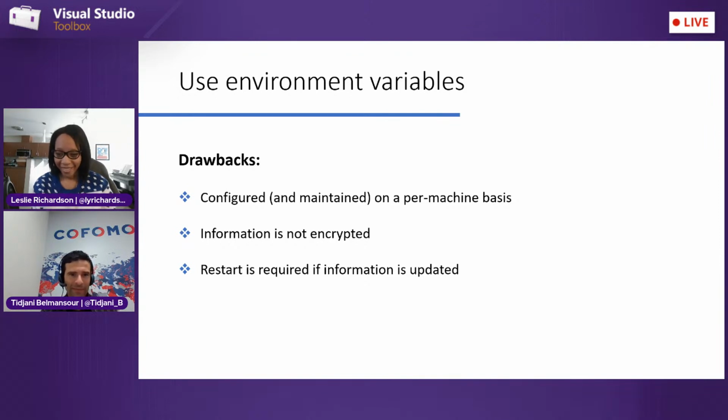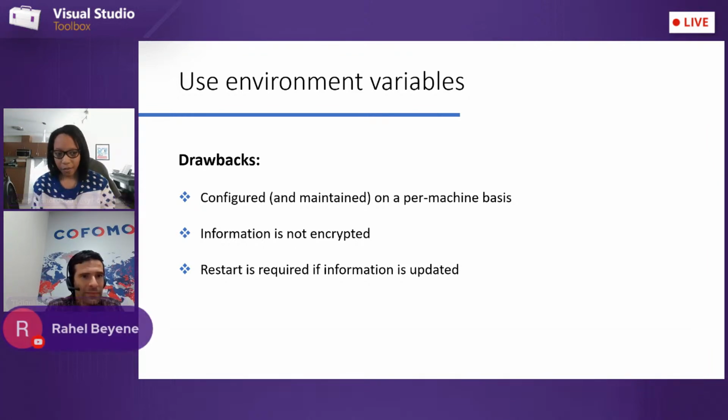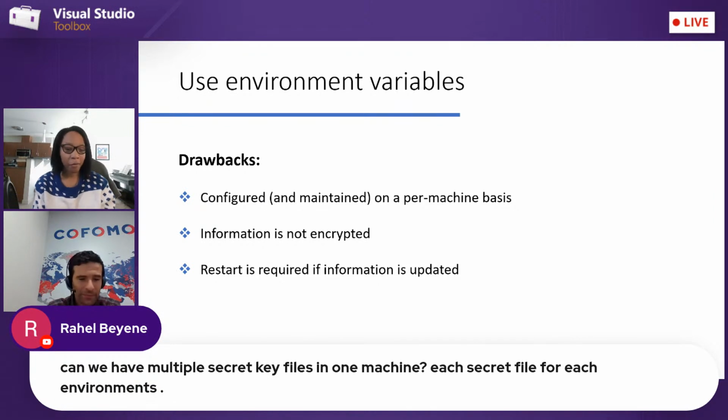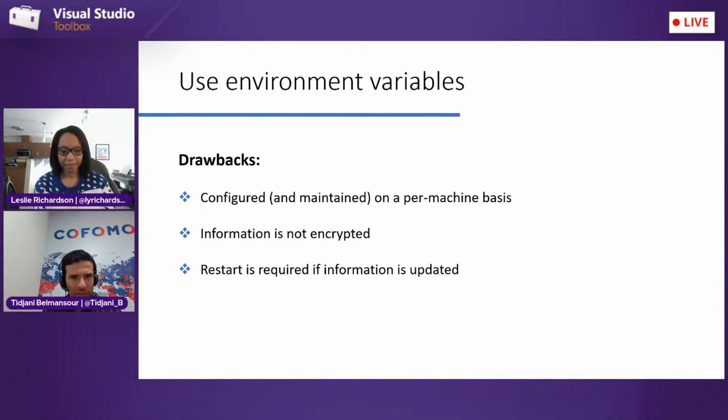Cool, makes sense. So I do have a couple questions in chat before we move on. The first one goes back to the secret.json file more specifically: can we have multiple secret key files in one machine? So one secret file for each environment. Yeah, you can have multiple secret files on the same machine, you just can't have multiple secret files for the same project. So if you have two projects on the same machine, two Visual Studio projects, you will probably have two secret.json files.